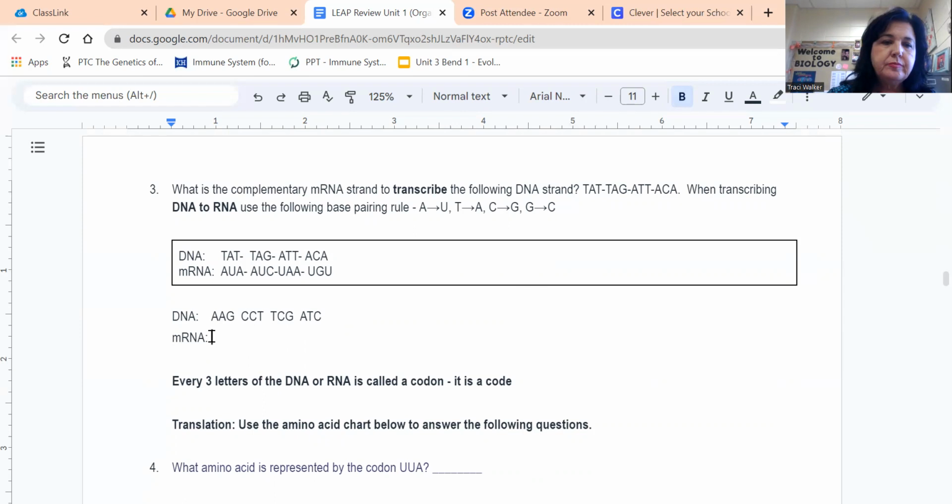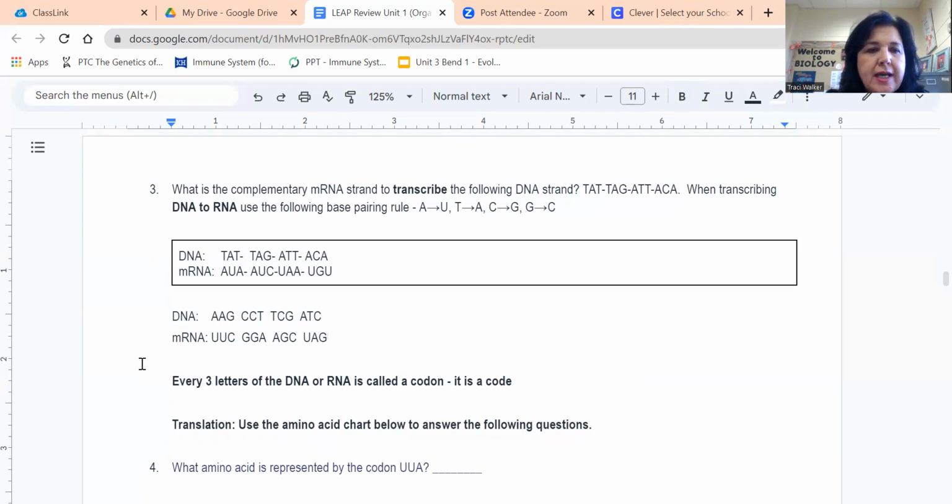Okay, so let's see if you got it right. AAG is going to be UUC. CCT is going to be GGA. TCG will be AGC. And ATC will be UAG. Okay, is that right? Get it right?